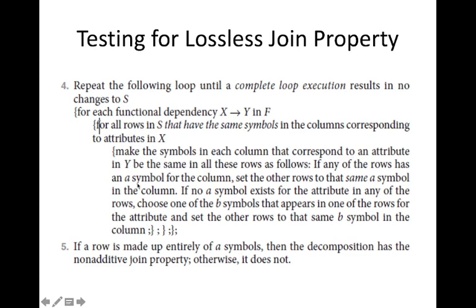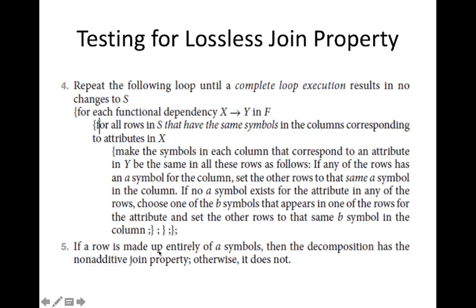If any of the rows has an A symbol for the column, set the other rows to the same A symbol in that column. If no A symbol exists for the attribute in any of the rows, choose any one of the B symbols that appears in one of the rows for the attribute and set the other rows to the same B symbol. So if the Y part has B13 and the next row has B23, you can set both to either B13 or B23. Both should be the same, that's all. So we have seen this.